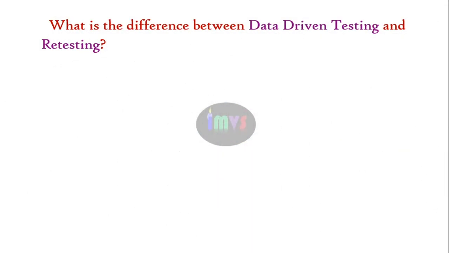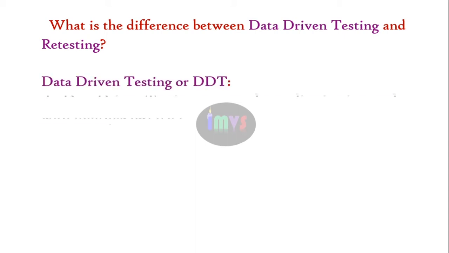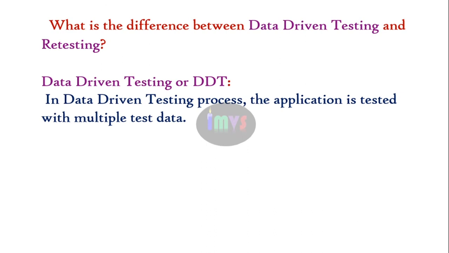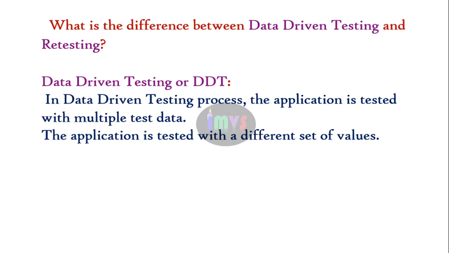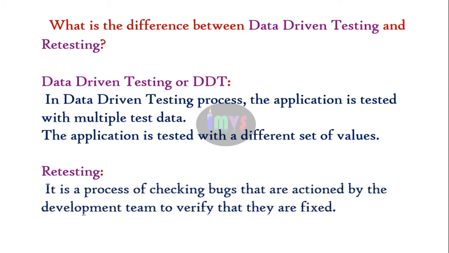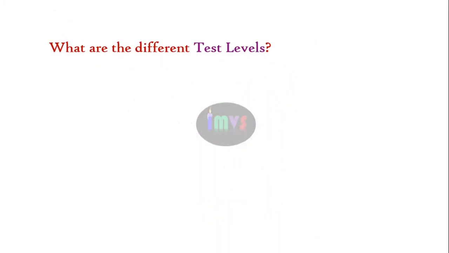What is the difference between data-driven testing and retesting? Data-driven testing or DDT. In data-driven testing process, the application is tested with multiple test data. The application is tested with a different set of values. Retesting. It is a process of checking bugs that are actioned by the development team to verify that they are fixed.